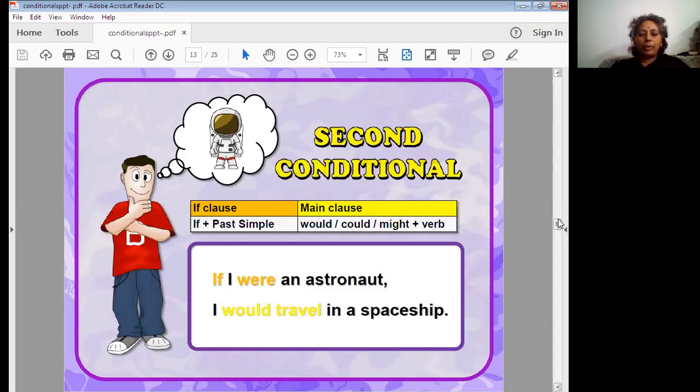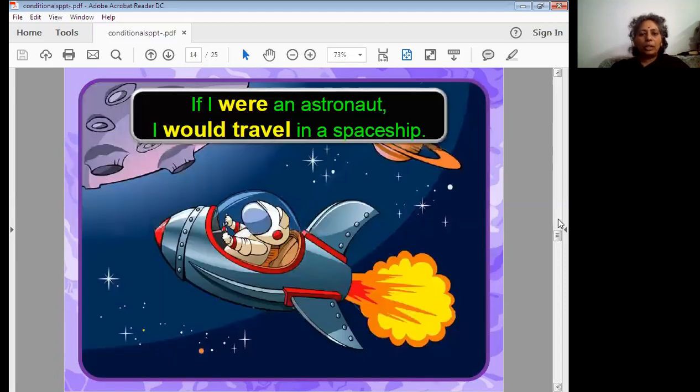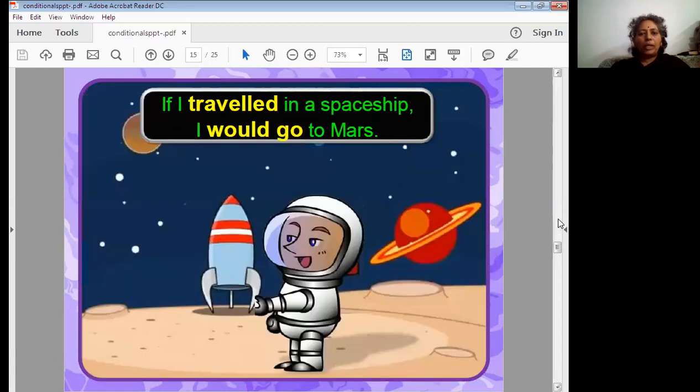Were is followed by the past form of will, that is would plus verb. Next, if I were an astronaut, I would travel in a spaceship. If I traveled in a spaceship, I would go to Mars. See the sentence? In the word travel, traveled is the past form of travel. So that is followed by would plus go.